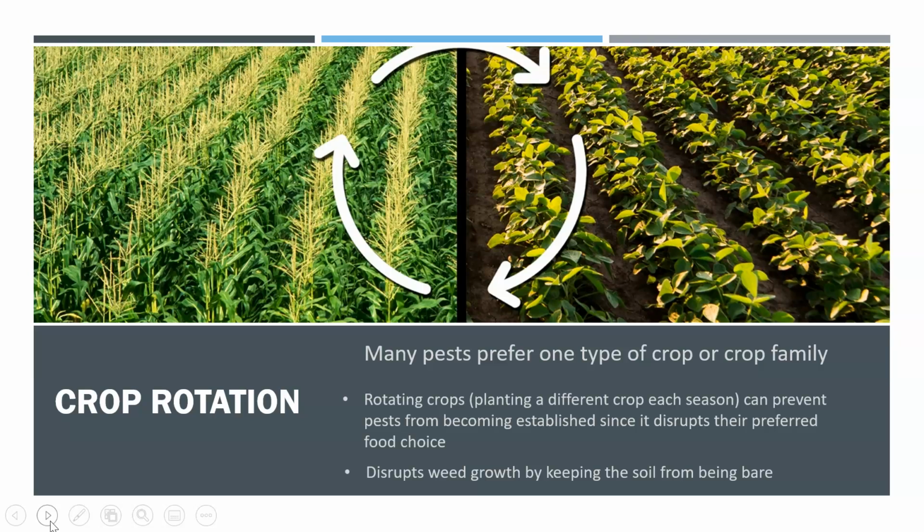Many pests prefer one type of crop, so you can use crop rotation. Instead of planting a monoculture, you may change from year to year. Rotating the crops seasonally can prevent the pest from becoming established because the crop that they may prefer is not there year after year, so it's going to disrupt that pest life cycle. It also keeps weeds from growing because it's going to keep the soil from being bare, so blocking that light to allow the weeds to grow.